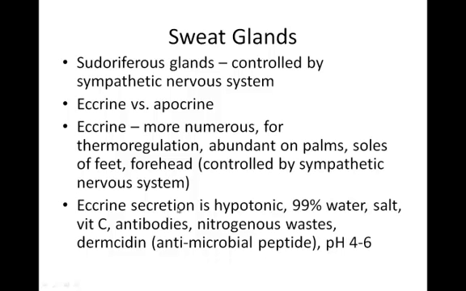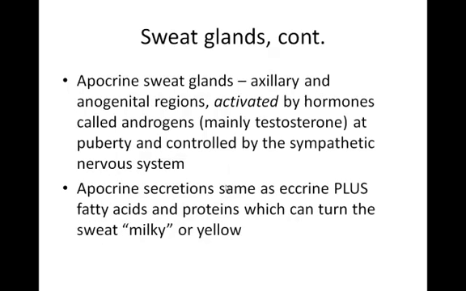And the sweat that the eccrine sweat glands produce is hypotonic. Not as many solutes as you would find in the blood. This secretion is coming from the blood, from blood filtrate. It's 99% water. There's salt in there, vitamin C, antibodies, nitrogenous waste like urea. And there's a product called dermcidin, which is an antimicrobial peptide. And the pH of sweat is acidic, between 4 and 5, and that helps to fight off microbes.